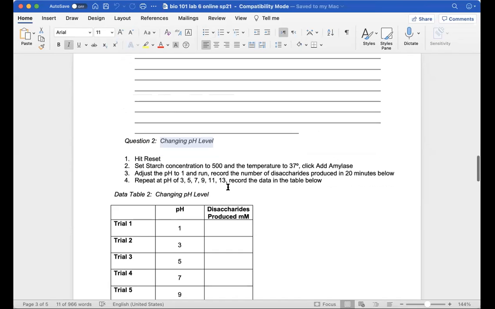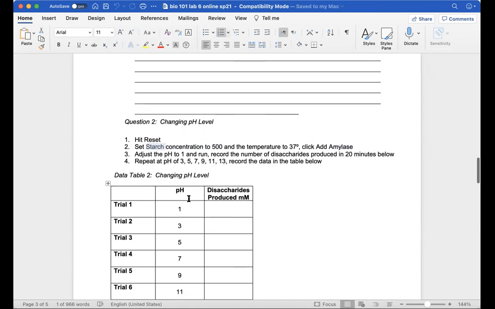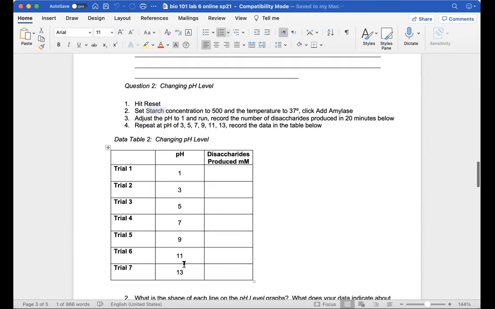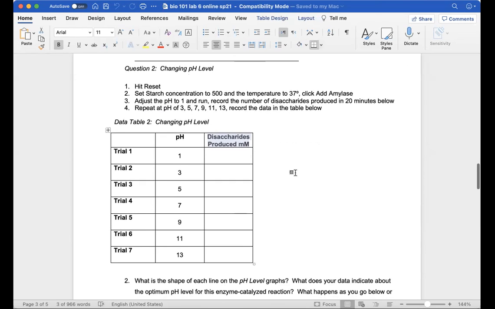So again, for everything, you're always going to start with a starch concentration at 500, and we'll always be working with amylase because we're working with that enzyme. So don't worry about the other enzymes, the other 3 graphs. Just focus on the amylase, disaccharide, and starch graph. Change the pH, 7 different trials, and then tell me how many disaccharides are produced. Again, don't forget to multiply by 1,000 because they're giving you that little K symbol, which just means 1,000.